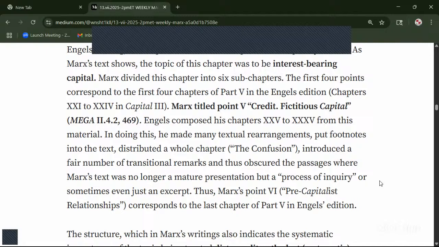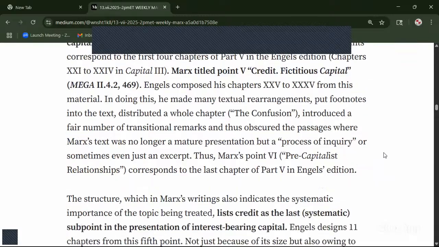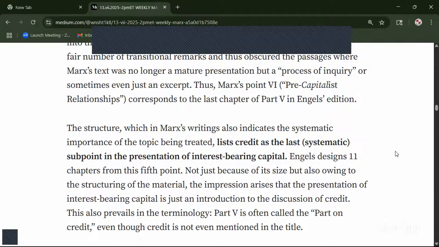Thus, Marx's point 6, that is, pre-capitalist relationships, corresponds to the last chapter of Part 5 in Engels' edition. The structure, which in Marx's writing also indicates the systematic importance of the topic being treated, lists credit as the last systematic subpoint in the presentation of interest-bearing capital.